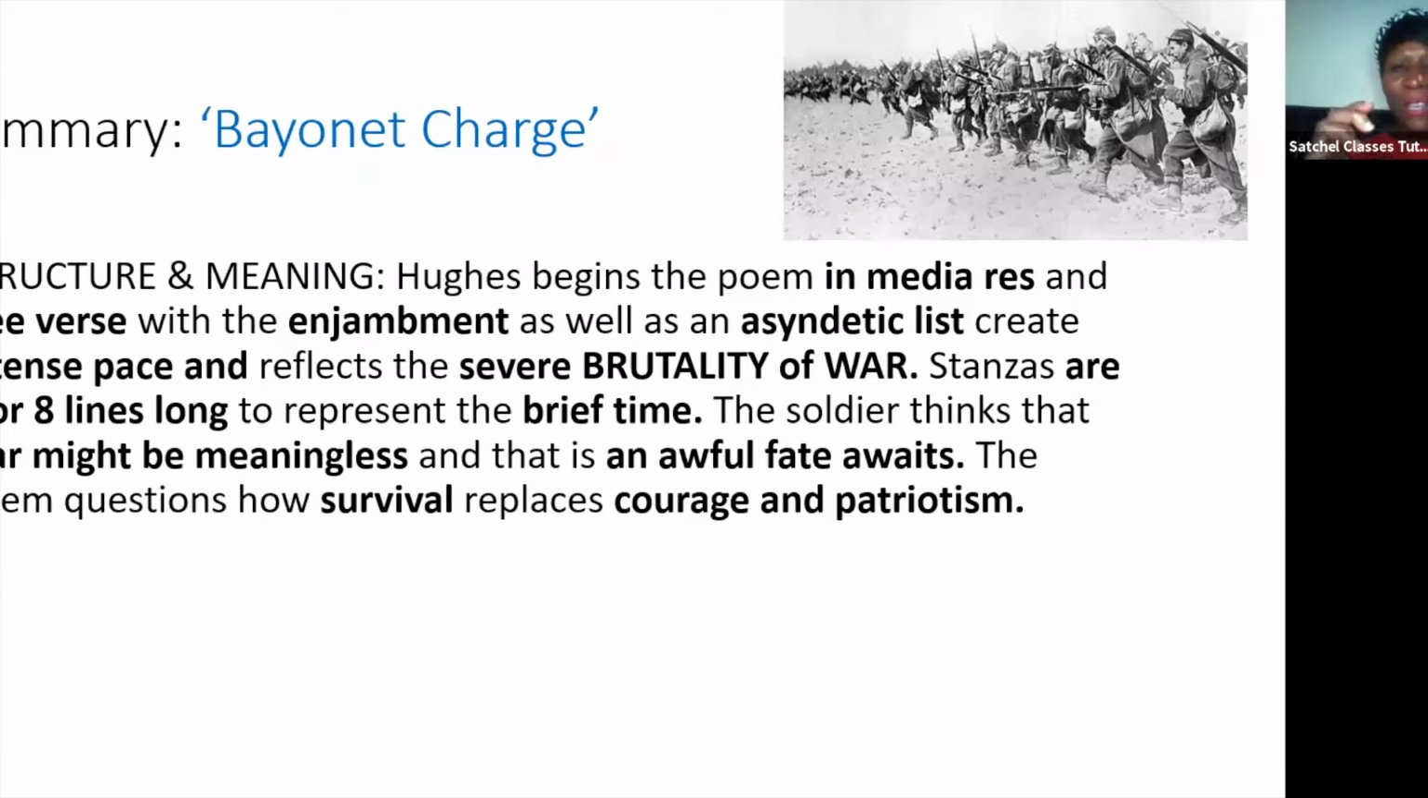Each stanza, and there are only 3, are only 7 or 8 lines long, which represents the brevity of time. The soldier barely has time to think, and as he thinks and forgets why he's fighting, an awful fate seems to await him. And really the poem questions survival and how it replaces ideals like courage and patriotism.